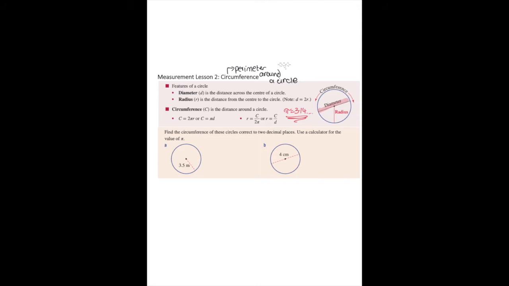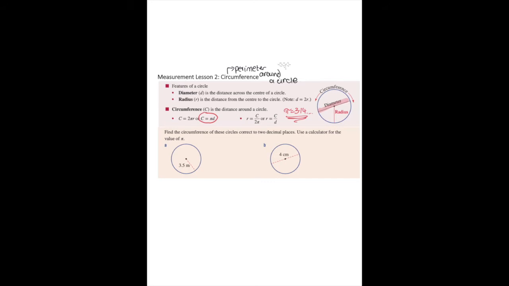Alright, so today we're going to find out how to find the perimeter around a circle, or the distance, the circumference around a circle. And the way that you do it is the circumference is equal to pi times diameter. Pi times diameter. And diameter is the distance across a circle, one end to the other, crossing the middle.